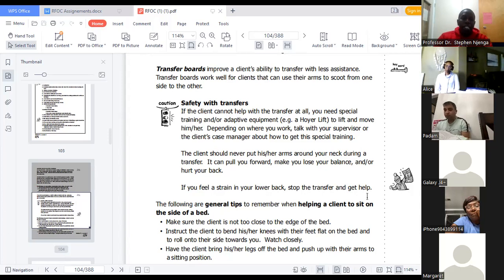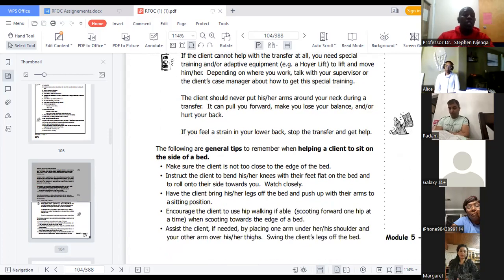So make sure the client is not too close to the edge of the bed, because the client can skid and fall. Instruct the client to bend his or her knees with the feet flat on the bed and roll onto their sides towards you. Then you make sure you watch closely. Have the client bring his or her legs off the bed and push up with their arms to a sitting position.